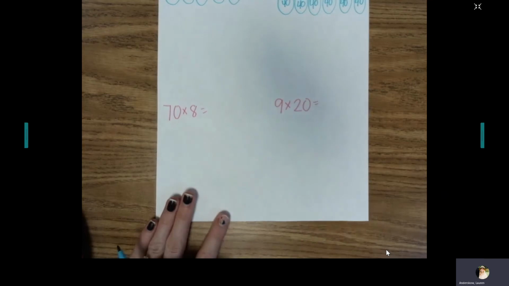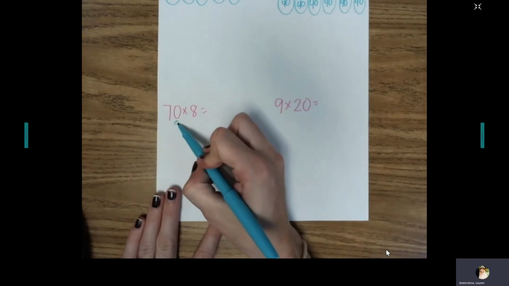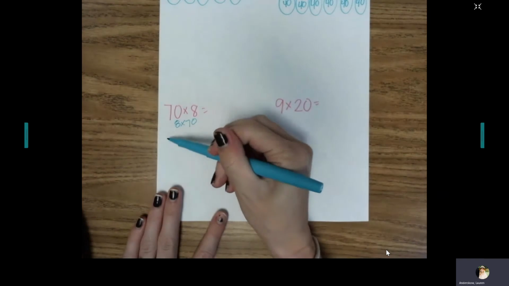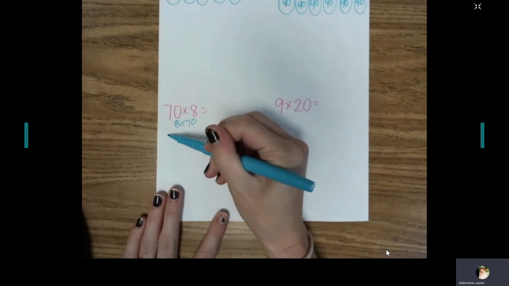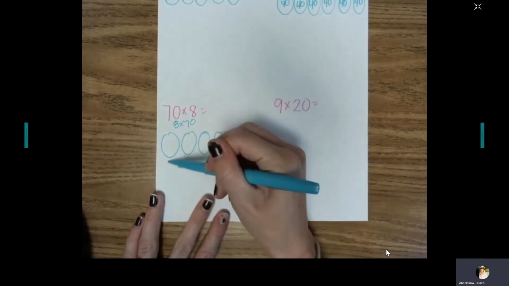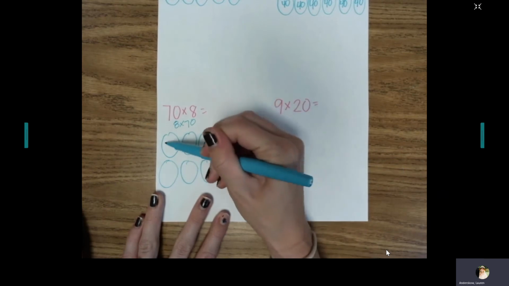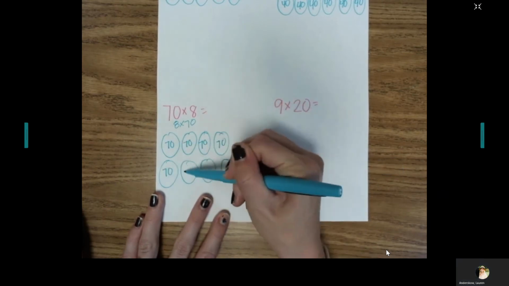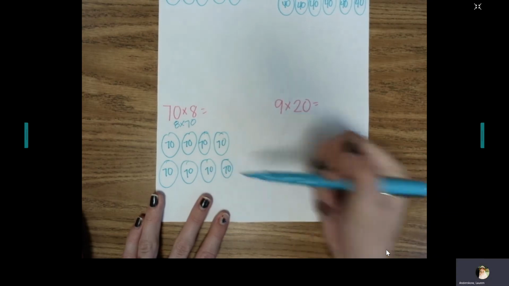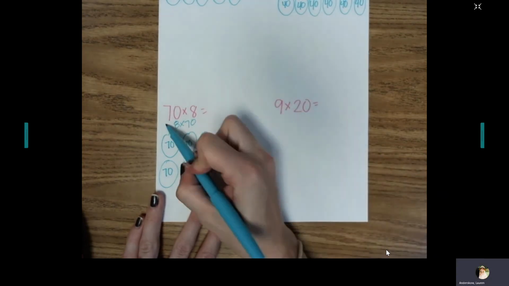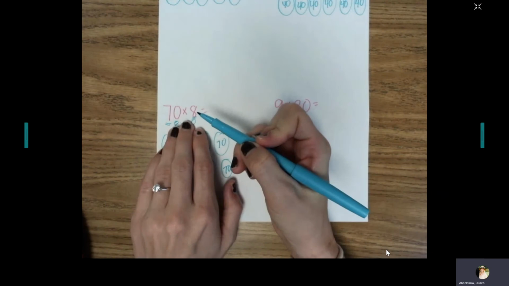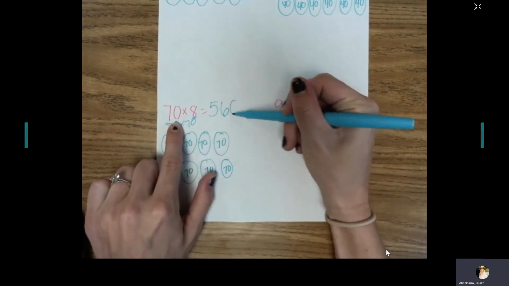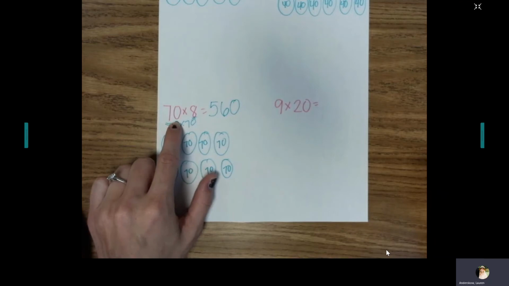All right, 70 times 8. So again, I'm going to use my commutative property because that's the same thing as 8 times 70. I could draw 8 groups of 70. 1, 2, 3, 4, 5, 6, 7, 8. Got 70 in each one. So I could add them all up, or if I know my facts, I can just do 7 times 8, which is 56. And I could add on that 1 0.